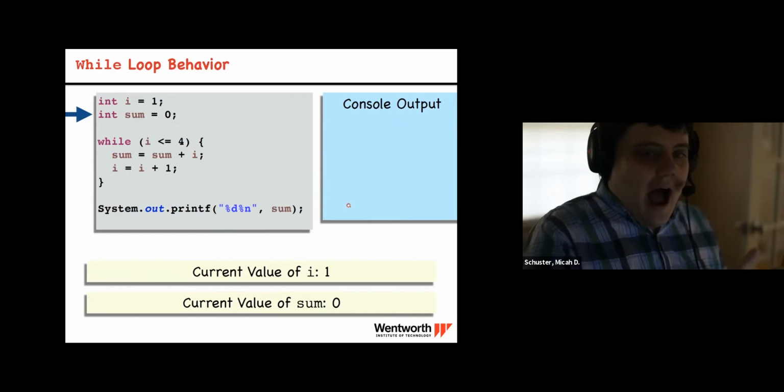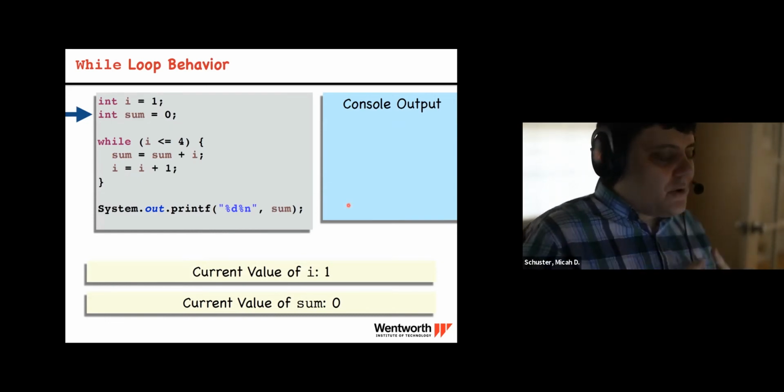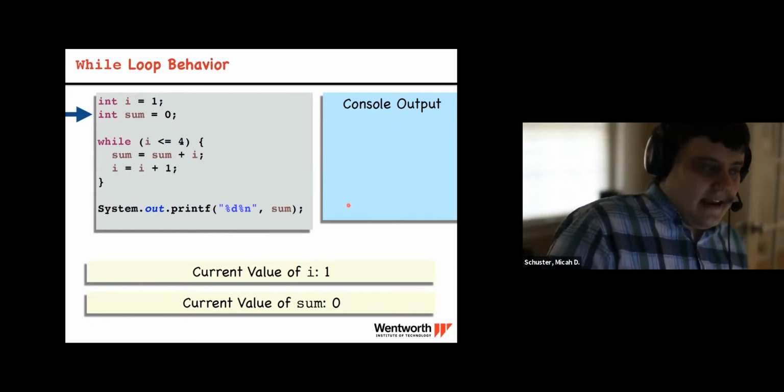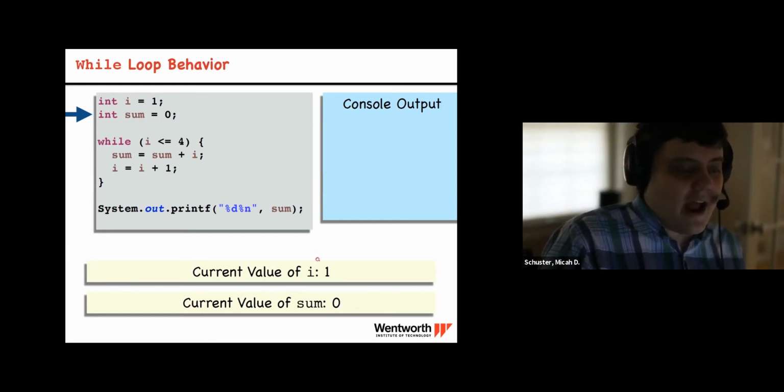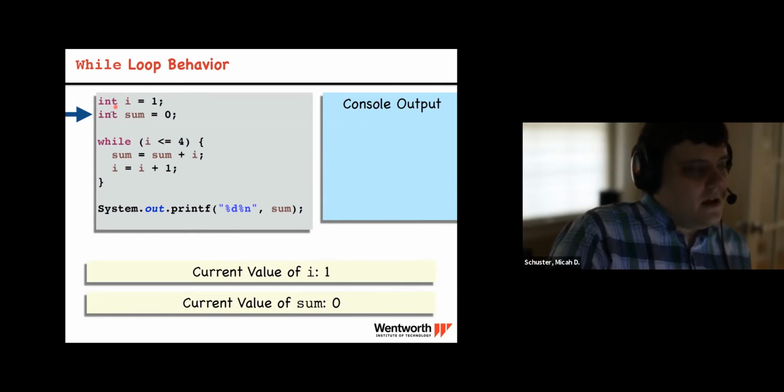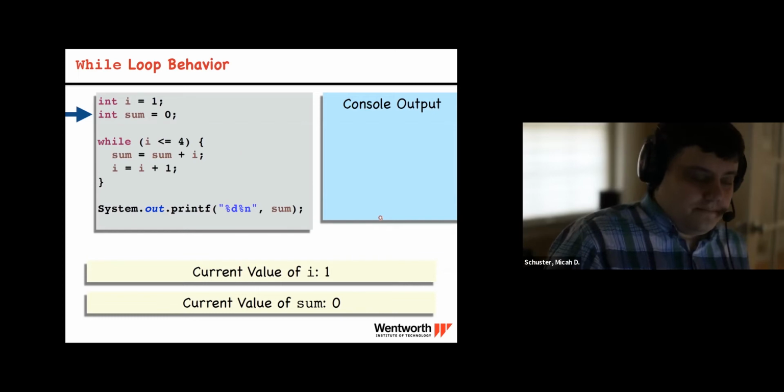Okay, so I do have another one. This one has a couple of variables, and it's a little bit more complicated as to what happens here. So it's important to keep track of I and sum. We have two variables, I and sum. I starts at 1, sum starts at 0. And then again, we have the console output over here on the right. So we're going to start with while I is less than or equal to 4.